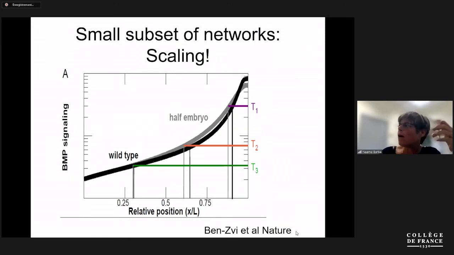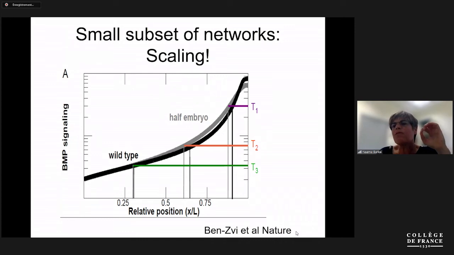What do I mean by scaling? For one set of parameters, we can solve the system; namely, we can see what the activation gradient is as a function of position. This is the steady state solution of a set of partial differential equations. Now we can cut the field into 2, run the same system, and ask, do we again get a scaled solution? I'm showing you here one solution that actually worked. These are 2 solutions, one simulated as a full embryo, one as a half embryo, and you can see that they scale.